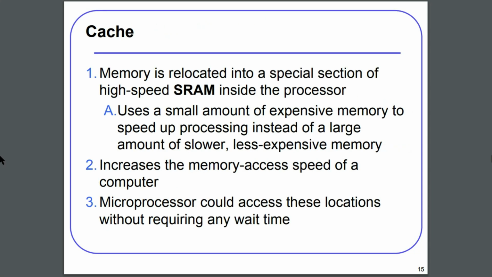So let's check this slide: what is cache memory in a computer system? Memory is relocated into a special section of high-speed SRAM inside the processor. It uses a small amount of expensive memory to speed up processing instead of a large amount of slower, less expensive memory. So it increases the memory access speed of the computer. The microprocessor can access these locations without requiring any wait times.